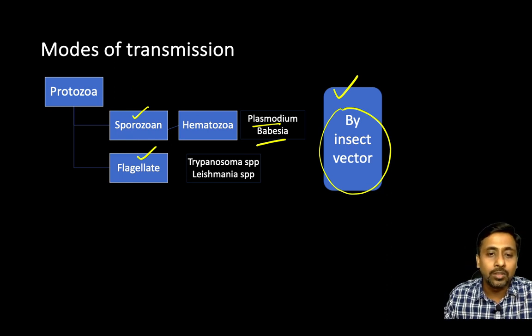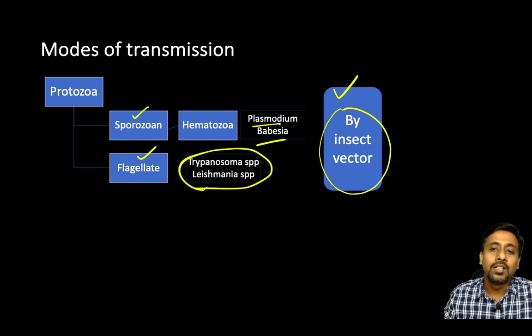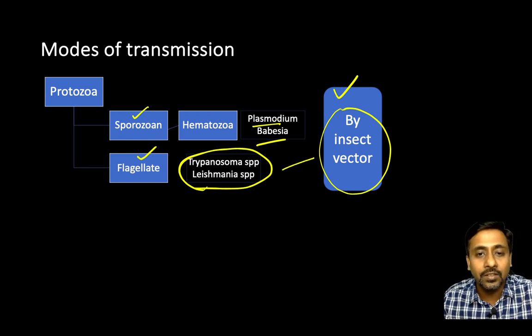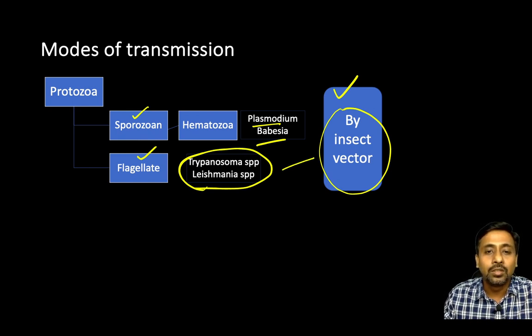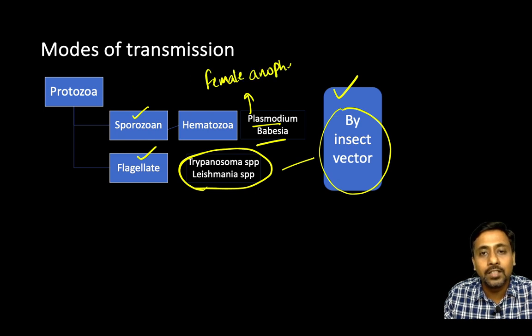And in case of Trypanosoma and Leishmania, which also reside inside tissue and blood, again the mode of transmission is by insect vector. And what are the vectors for these? So the vector for Plasmodium is, very good, the female Anopheles mosquito, and for Babesia it is Ixodid ticks.